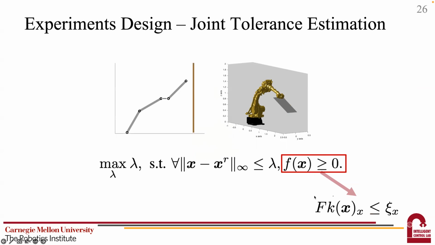For each problem set, we randomly pick the reference robot configuration. The fundamental constraint f(x) becomes that we enforce the constraint on the robot end effector, such that fk(x) will be less than or equal to cx, where fk(x) denotes the x-coordinate of the end effector, and cx is a real number.